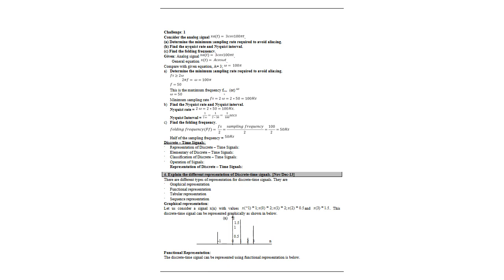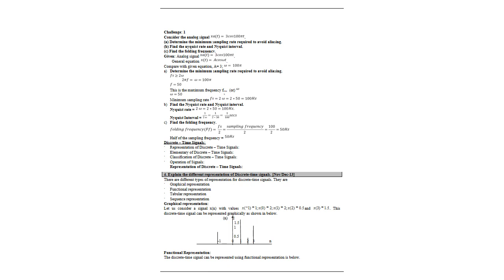So that is fs is greater than or equal to 2 f max. Here 2 pi f is equal to omega, that is 100 pi. From this we have to find the frequency value f, that is 50. This is the maximum frequency. So the minimum sampling rate will be fs is equal to 2 f, that is 2 into 50, that is 100 hertz.